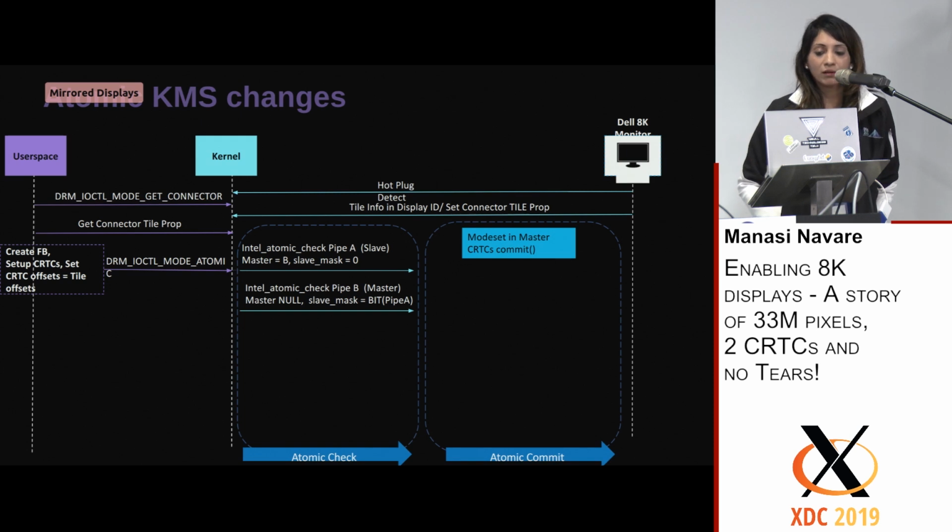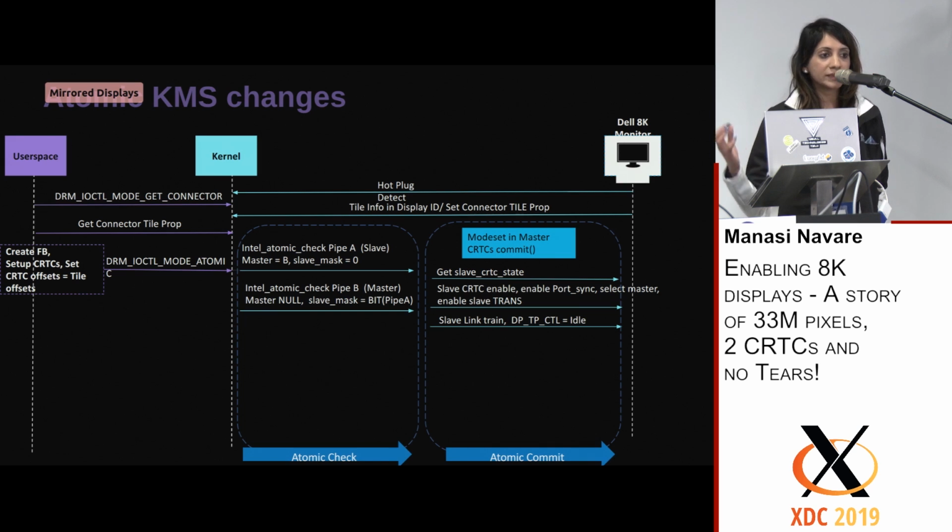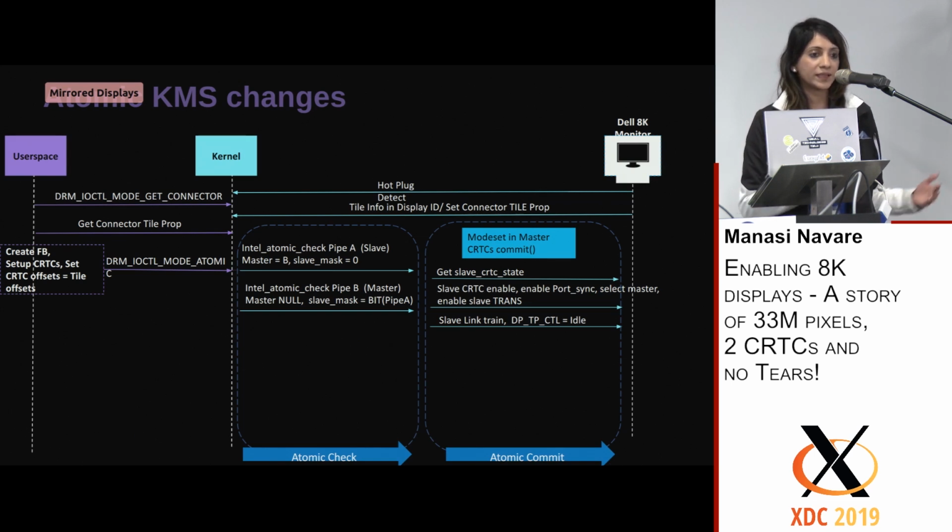Now, the biggest change was in the atomic commit. So in the tiled panel case, all the updates only happen in the atomic commit for the master. So you're in the atomic commit for the master. In that one, first step you have to do is trace back all the pointers and get the slave CRTC state. You obtain what slaves are associated with that master, and then enable the slave transcoders and ports first, because remember, we have to enable the port sync mode in the slave. So you have to do all the enabling for the slaves first.